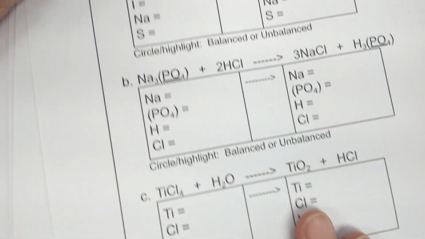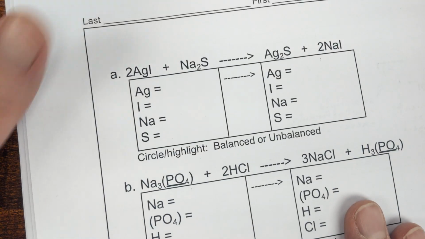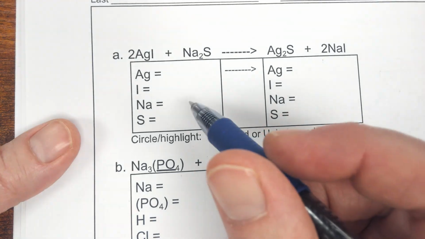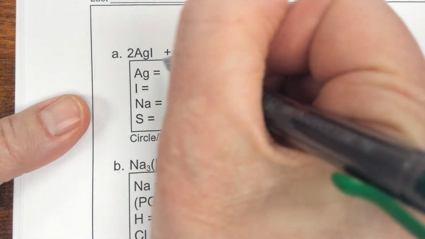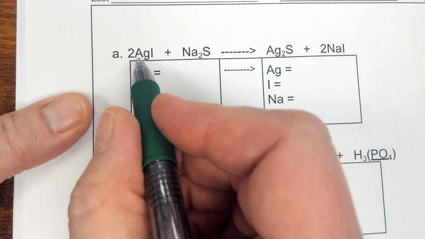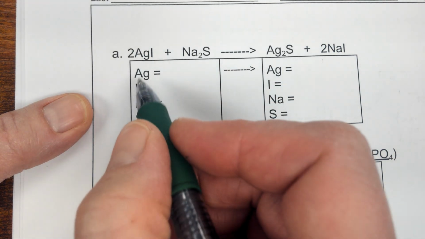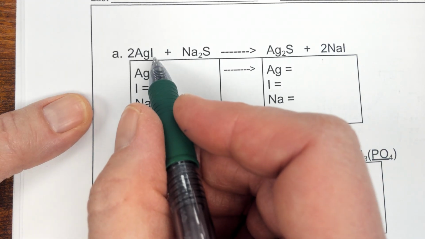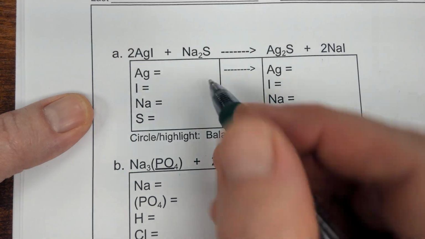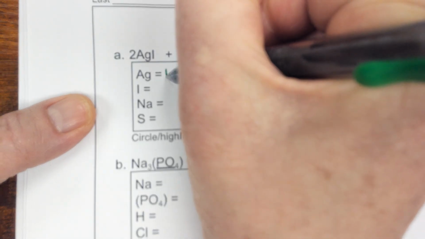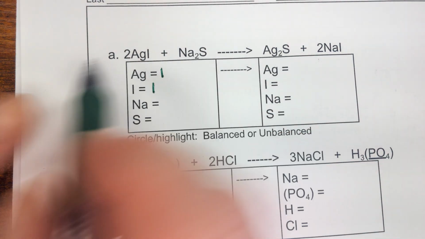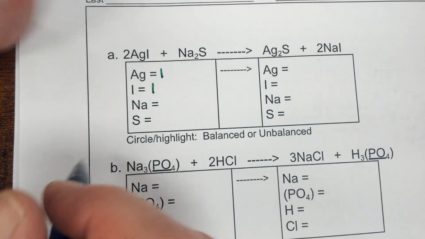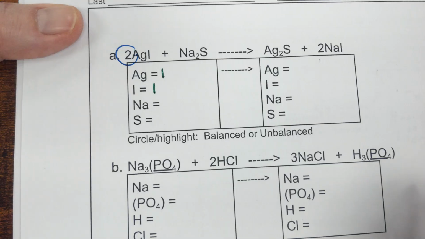And so the next one we're going to do is up here at the top. And I'm going to use the same process again. I'm going to count by setting equal to subscripts. Remember, element symbols are a capital and lowercase or just a capital. So we have Ag and I. Those are the two elements. Ag is equal to 1 and I is equal to 1. Then I have a coefficient of 2 in this case. So I'm going to multiply both of these by 2.